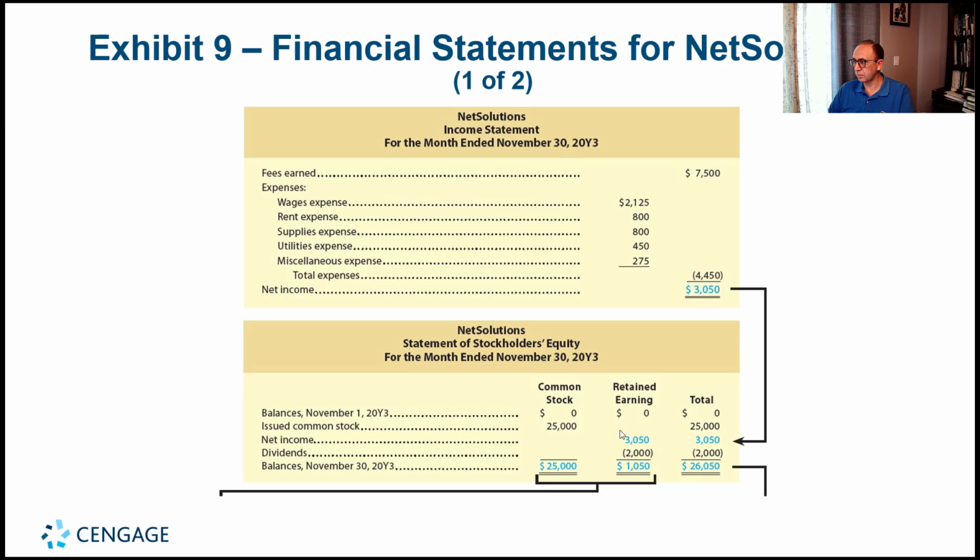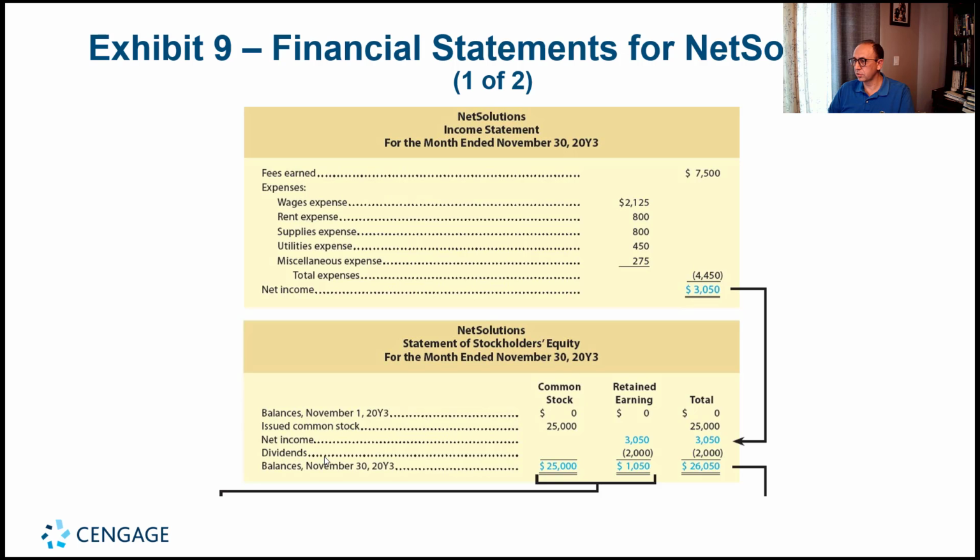Then we had net income, which was $3,050. And where did we get this from? We brought it from the income statement. So one thing I want you to remember, we can't prepare the statement of stockholders' equity unless we already prepared the income statement, because one of the values that we'll need is the net income. So the net income, we brought it forward from the income statement. So it's $3,050 here, and then the total is $3,050.